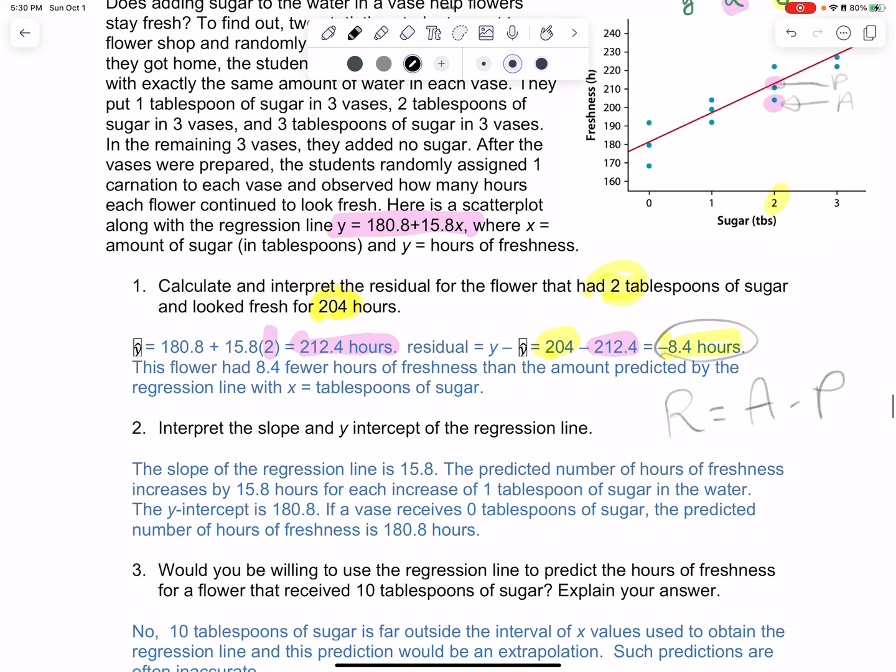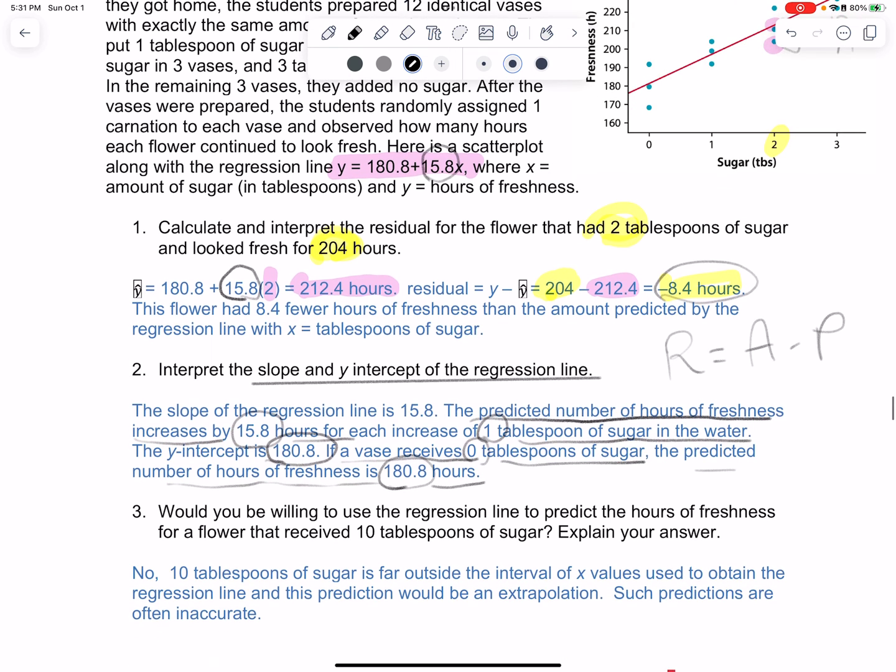Okay, now interpret the slope and the y-intercept. The slope is just going to be 15.8, because you can see it's right here. And that means the predicted number of hours of freshness increased by 15.8 hours for each 1 tablespoon of sugar. The y-intercept is 180.8. If the vase receives 0 tablespoons of sugar, the predicted number of hours of freshness is going to be 180.8. It's just the initial value without changing anything.